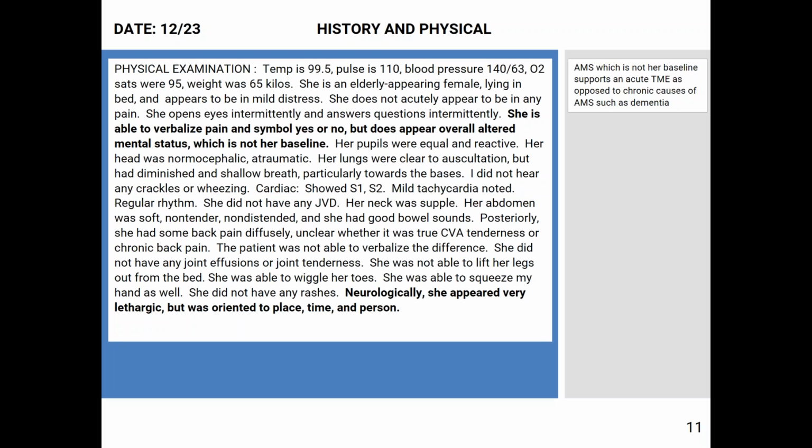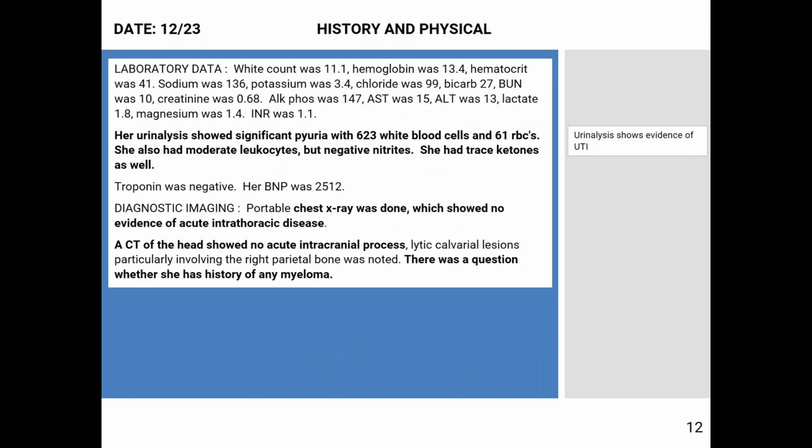So AMS, which is not, so they're not at the baseline. If the patient's baseline was altered mental status, then you would think, well, maybe they have dementia, so that could possibly be the cause. But this patient's baseline is not altered mental status, and the patient does not have dementia. Also, the patient was noticeably lethargic, which also would support it. The urinalysis shows UTI, so there's a source of infection, which could also cause that altered mental status.